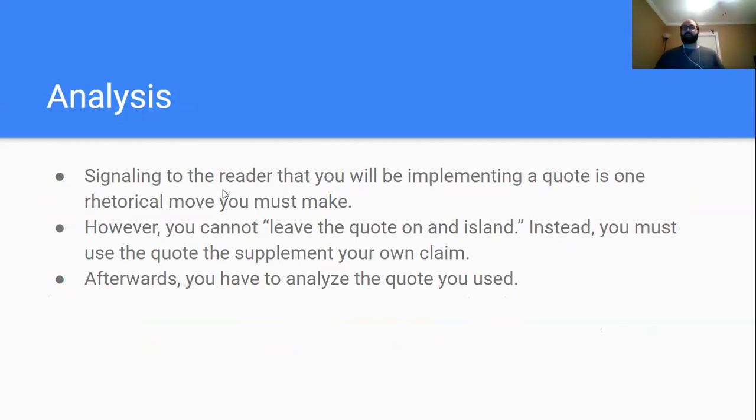But just because you use the signal phrase to introduce the quote, that's the easy part. It's good writing. You provide the quote or paraphrase, and then you give the parenthetical citation, but then afterwards you have to provide some sort of analysis or synthesis of the quote. So signaling to the reader that you'll be implementing a quote is one rhetorical move that you absolutely must make. However, you cannot leave the quote on an island. Instead, you must use the quote to supplement your own claim. So you're not just throwing that in there to show that you've researched the topic. You're using that to augment your own argument. So because of that, when you include a quote, you have to provide analysis after the fact.